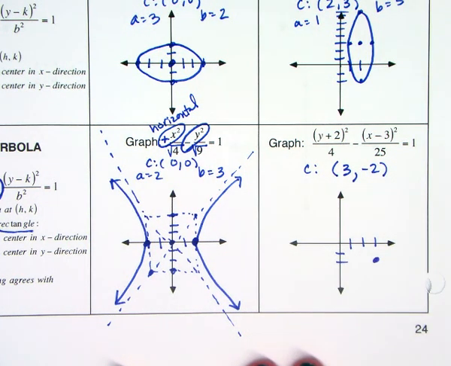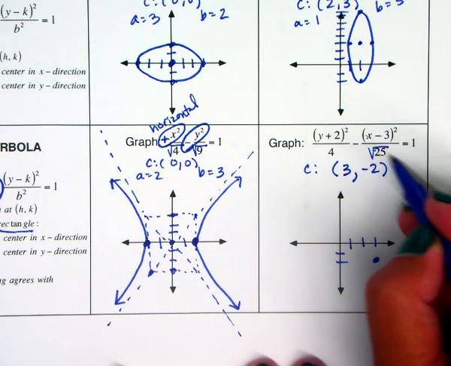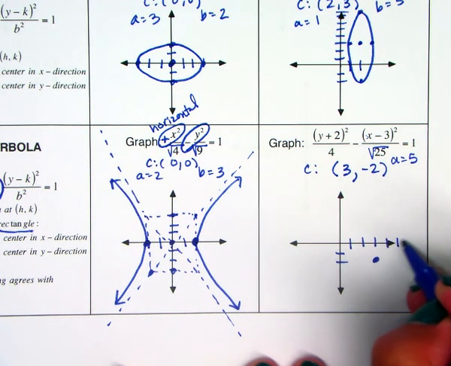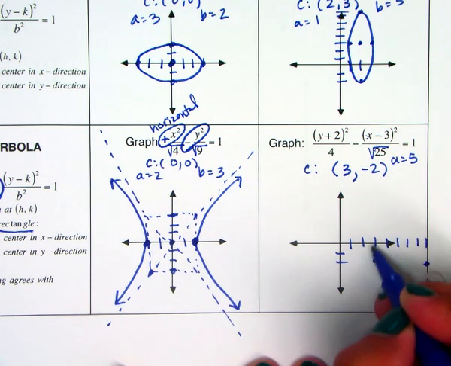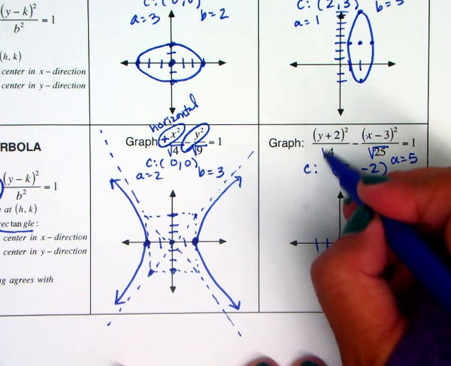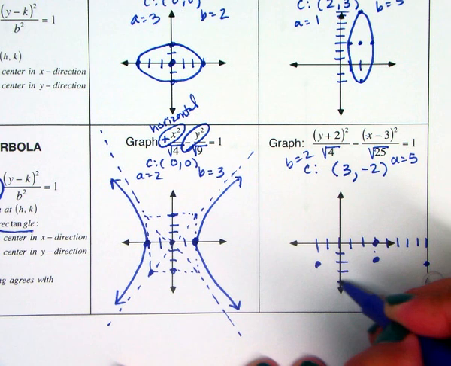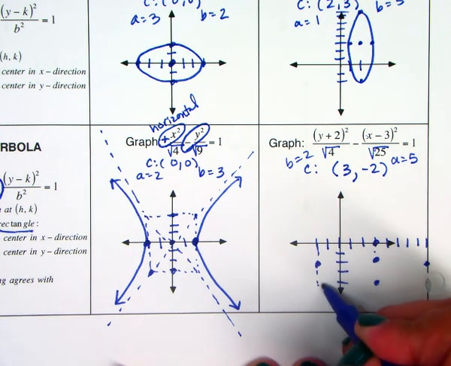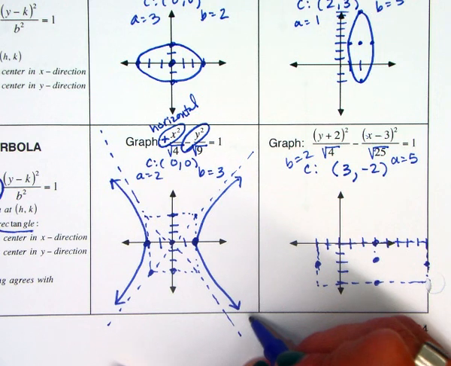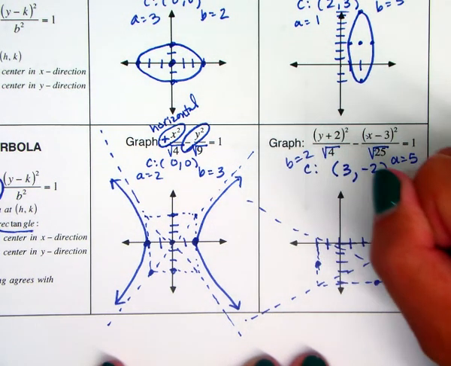Okay? Then I go in my x direction because 25 is under x. In my x direction, I'm going to go 5. 1, 2, 3, 4, 5. And I go 1, 2, 3, 4, 5. In my y direction, I go 2. And I create that reference rectangle. Same idea, I do my asymptotes. I do the other asymptote.